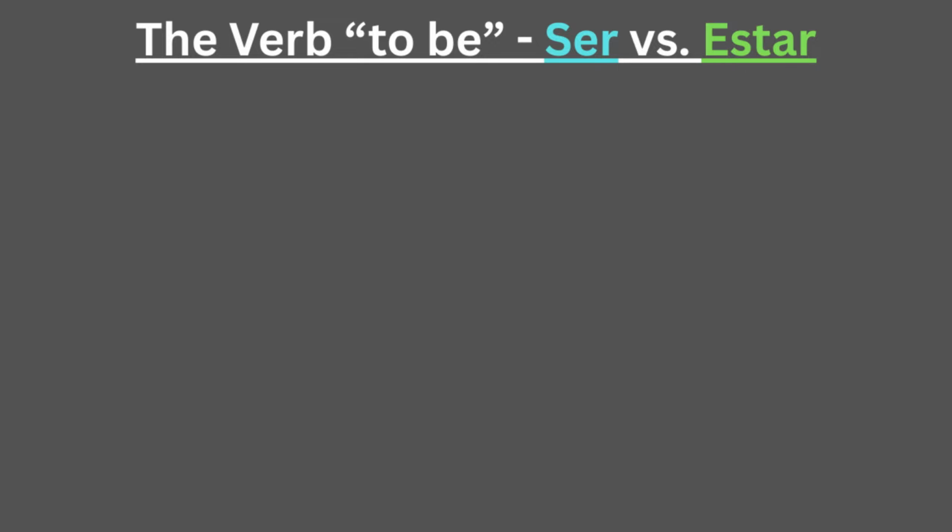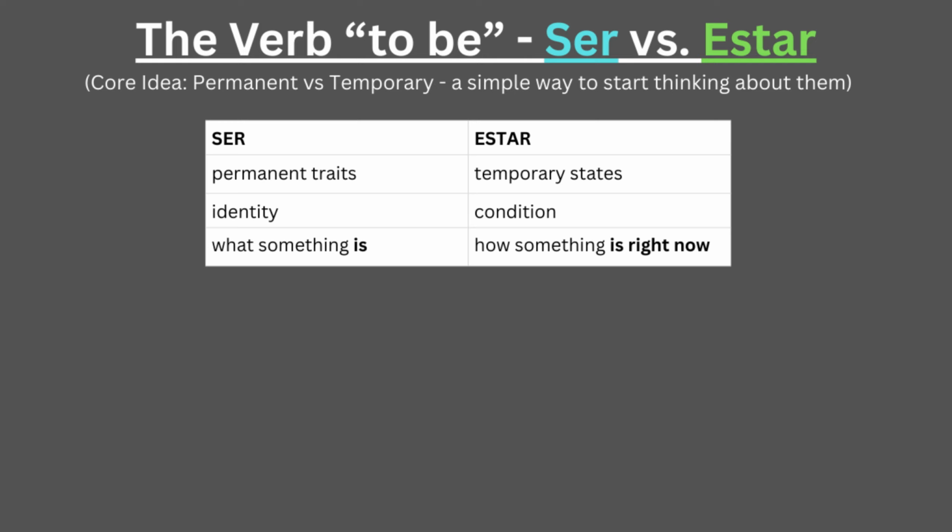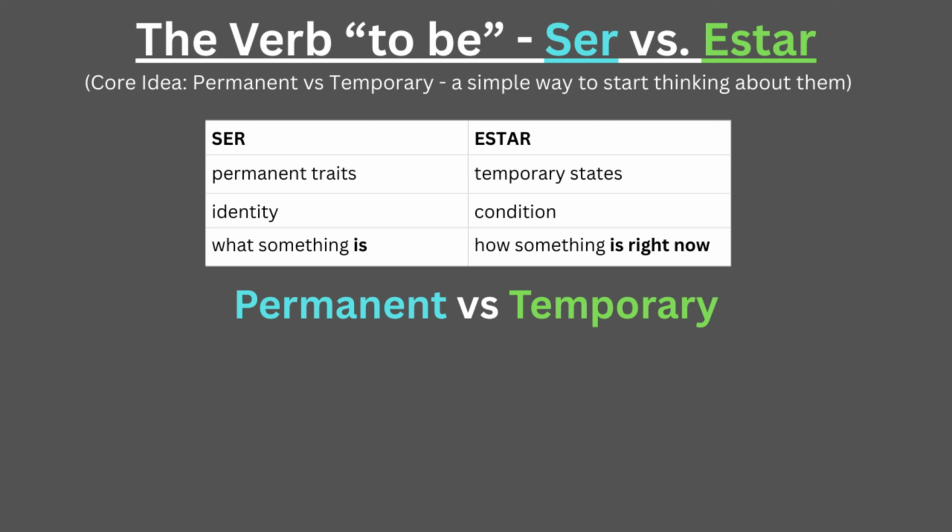In Spanish, the verb to be is not one verb, but two: ser and estar. The difference between them is conceptual and grammatical, and in this video, we'll see how they work in Spanish in the present tense. In general, while ser establishes permanent traits, identity, and what something is, factually, estar describes a temporary condition or state. This distinction is fundamental, creating a difference between something permanent and temporary.